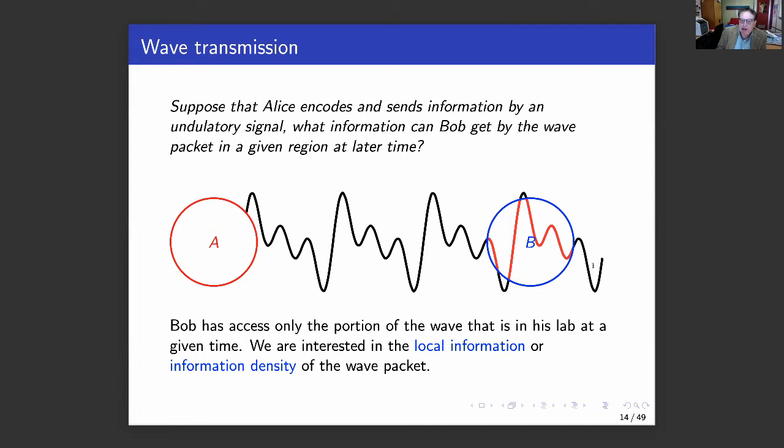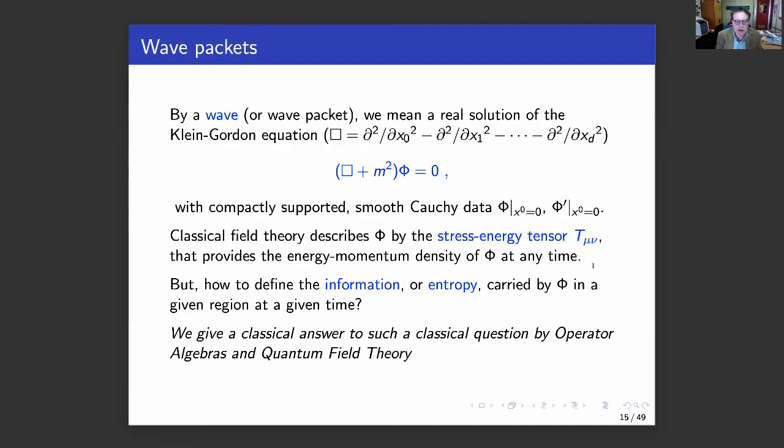So Bob has access to the signal only for a bounded space-time region. So the question is, how much information can Bob get? In other words, can we define the local information, or if you go to a point, the information density in a wave? This is a completely new problem, and that I will formalize now.